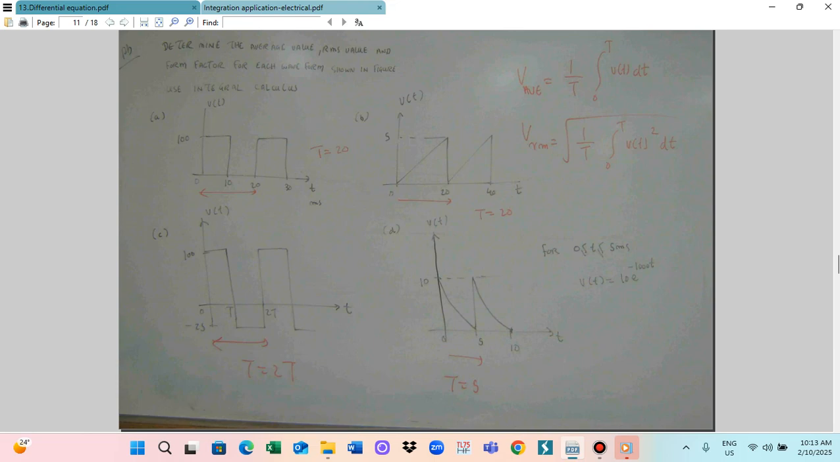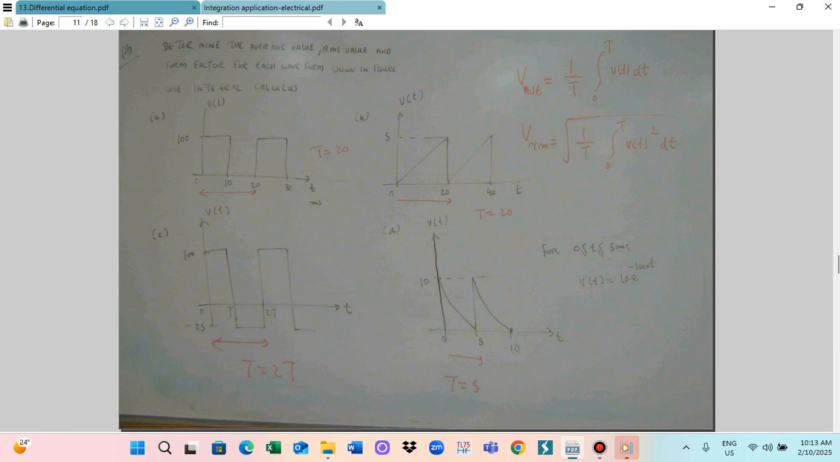And also the RMS value. The RMS value is the square root of 1 by T, integration 0 to T, v(t) squared dt. So this is the RMS value. So these are the two equations, and we will utilize them to calculate the average value and the RMS value.